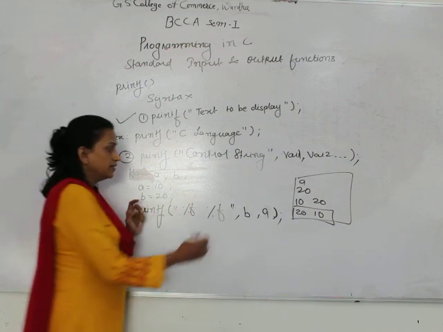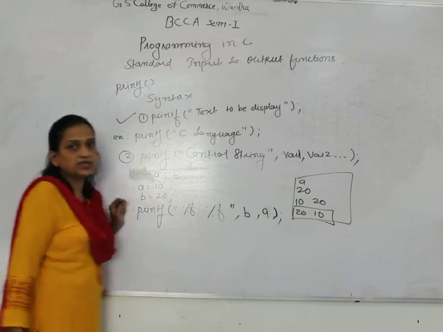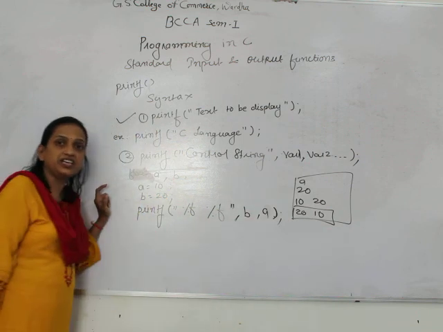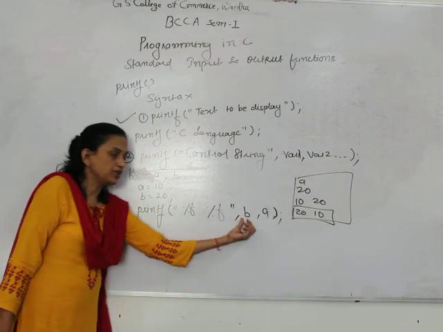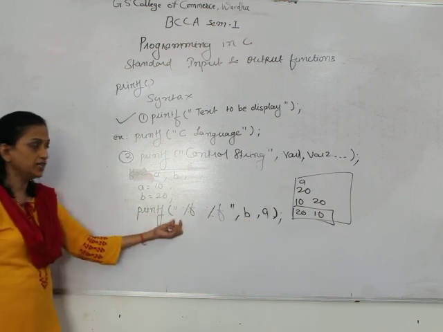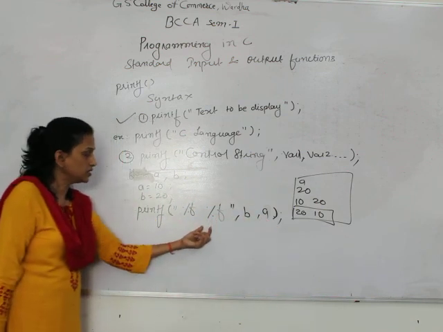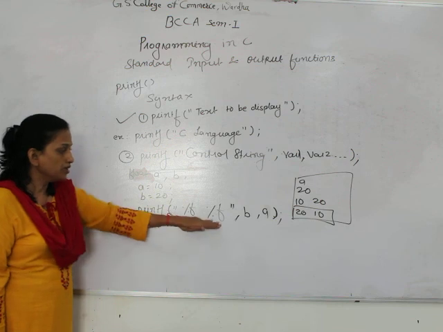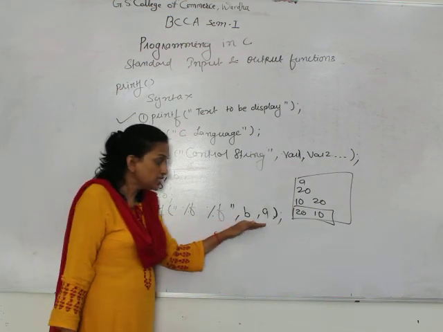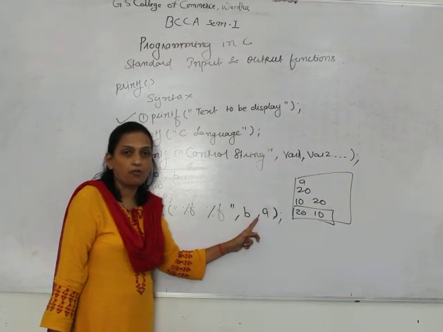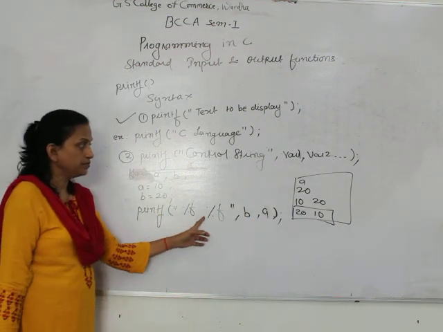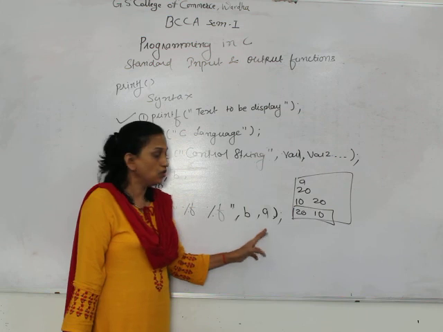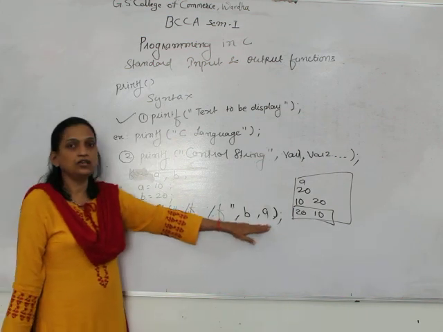Then the next rule: the control strings must be enclosed within double quotation marks, and after giving a comma you have to specify the variable names. The first variable always belongs to the first control string, the second variable always belongs to the second control string, the third variable always belongs to the third control string. These variables are always separated by commas. You cannot put a comma in between the control strings, but you have to put a comma between the variables.